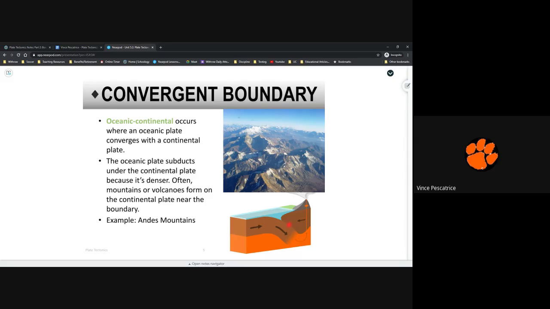These can form large mountain ranges because if you think of taking two blocks of Play-Doh and you smush them together, then they would kind of form upwards and form a mountain. That's where a lot of these mountains form. Now it's hard to think about because these mountains are huge, but in comparison to us, that's how they work. And the Andes Mountains are a good example of this.